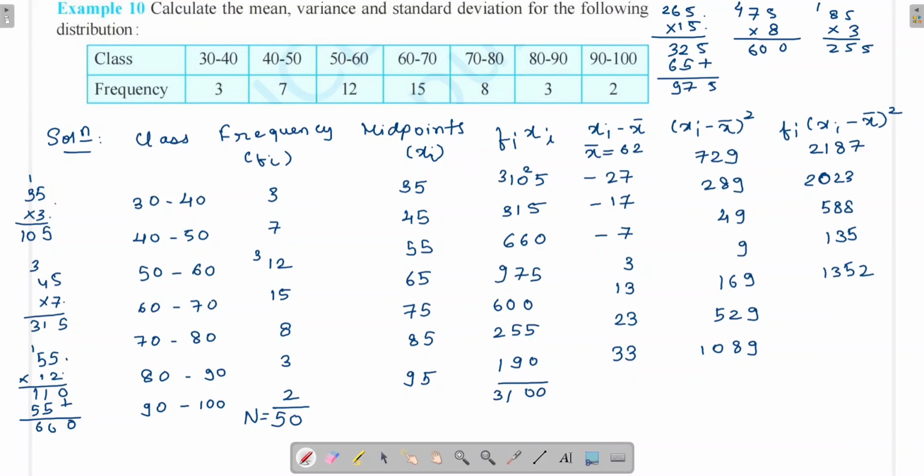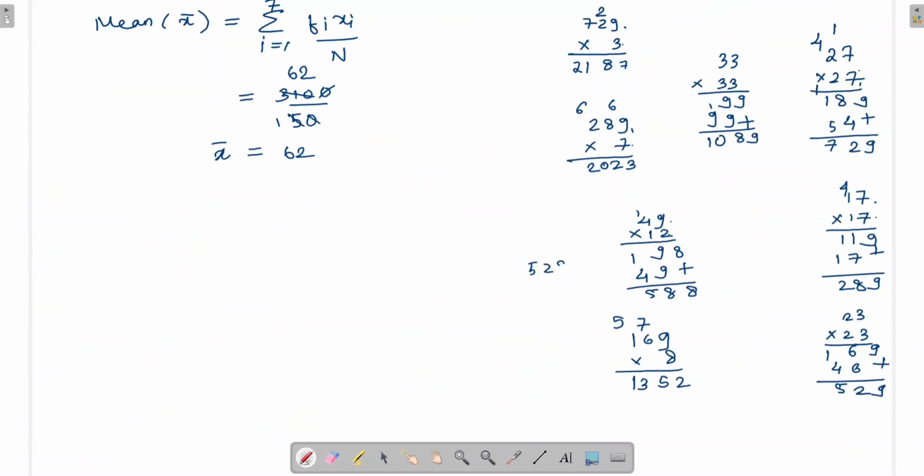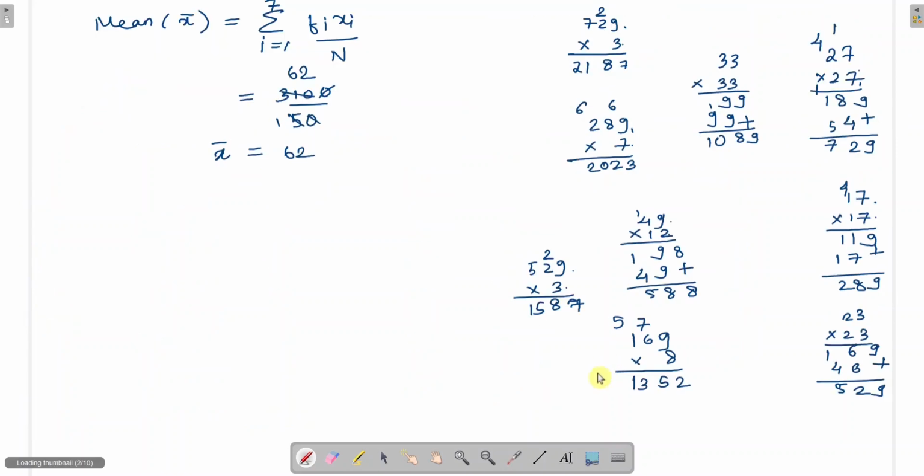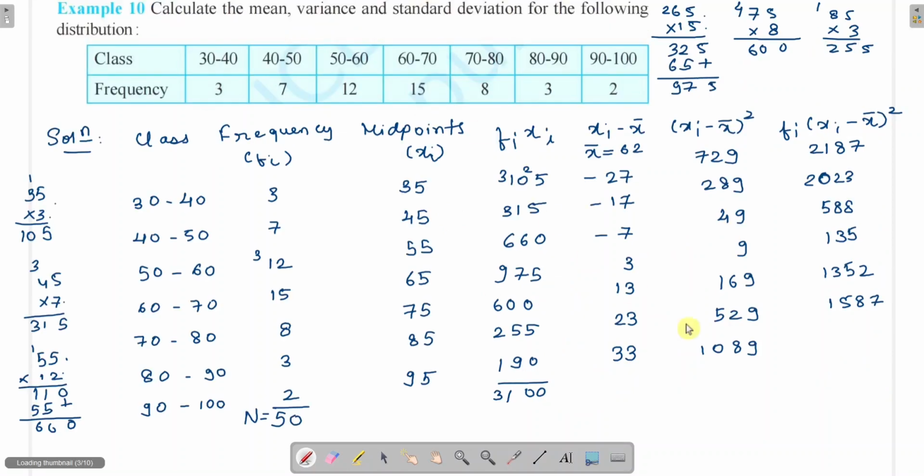529 times 3: 9 times 3 is 27, 3 times 2 is 6 plus 2 is 8, 3 times 5 is 15, so 1587, and 1089 times 2: 9 times 2 is 18, 8 times 2 is 16 plus 1 is 17, 2178.